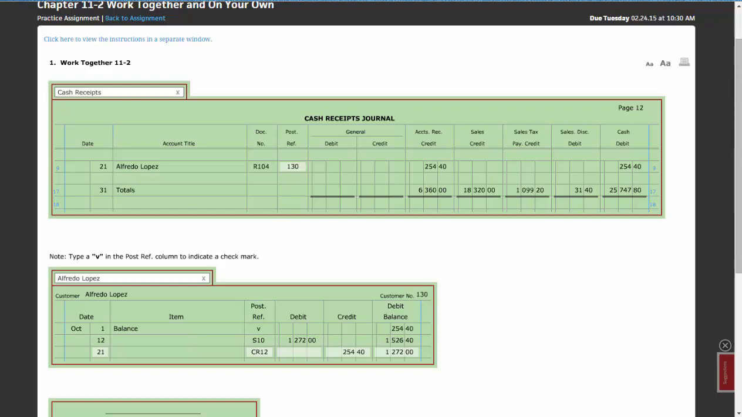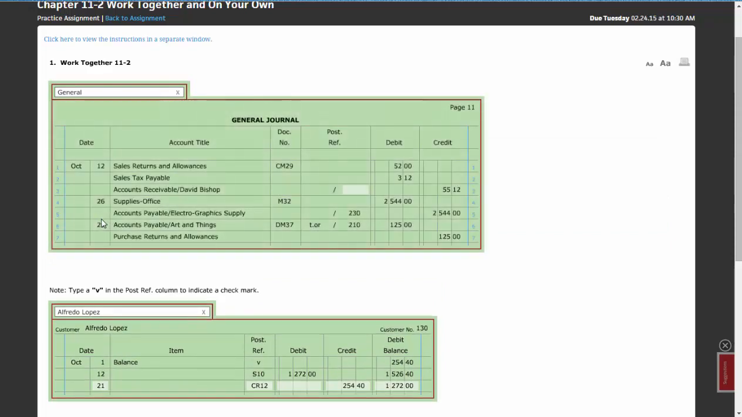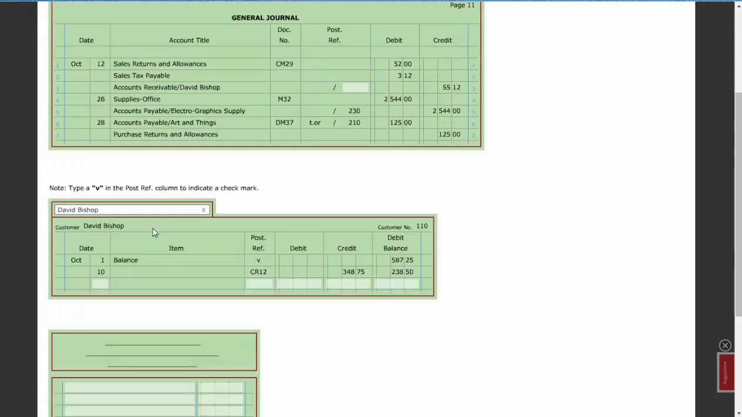Instruction number 4 on our directions says to post the credit line entry on line 3 of our general journal. So I'm going to switch now from cash receipts to general. When I take a look at line 3, we have accounts receivable David Bishop. And when I go all the way across, David Bishop is being credited for $55.12. So I'm going to put the date of the 12th. Post reference, we are posting from our general journal, so I'm going to do G11, and we're crediting for $55.12.